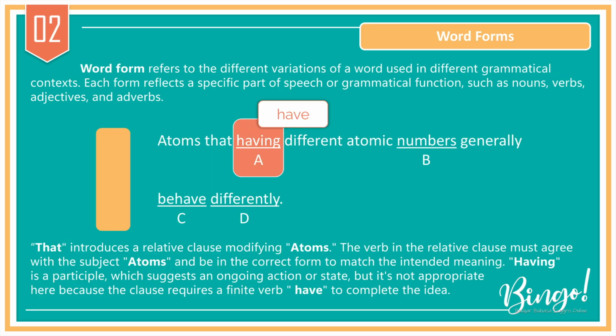Answer 2. Word form refers to the different variations of a word used in different grammatical contexts. Each form reflects a specific part of speech or grammatical function, such as nouns, verbs, adjectives, and adverbs. That introduces a relative clause modifying atoms. The verb in the relative clause must agree with the subject atoms and be in the correct form to match the intended meaning. Having is a participle, which suggests an ongoing action or state, but it's not appropriate here because the clause requires a finite verb have to complete the idea.